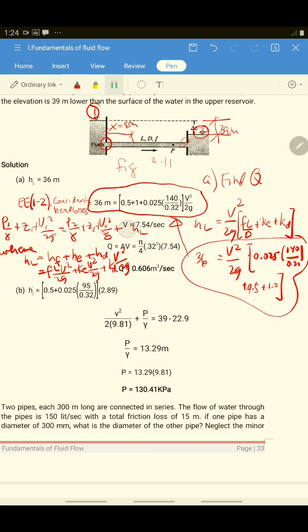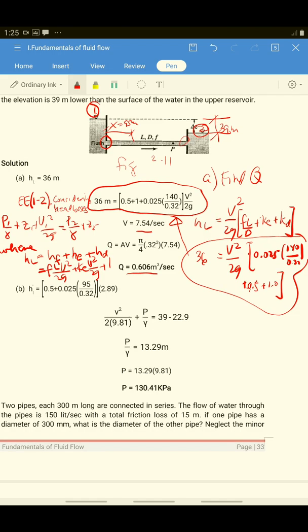What will happen? Your velocity now is 0.754 meter per second, and your discharge is 0.606 meter cube per second. Okay, another one, we are going to determine the pressure.